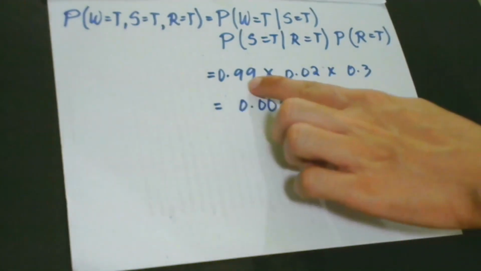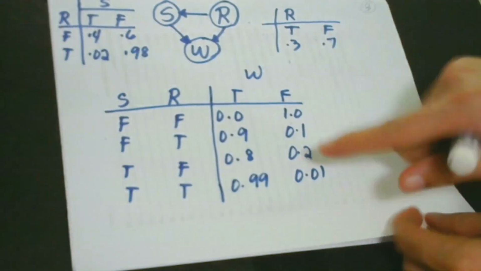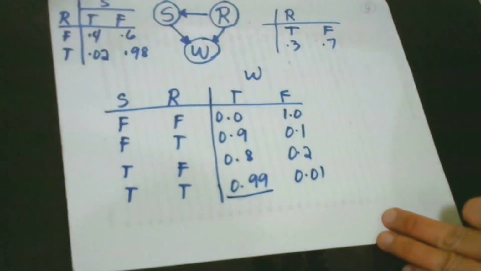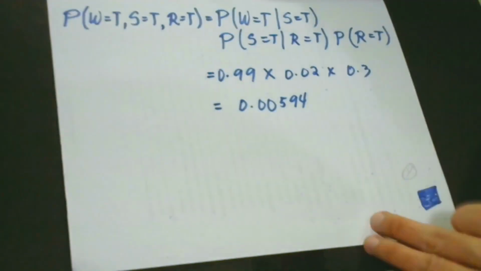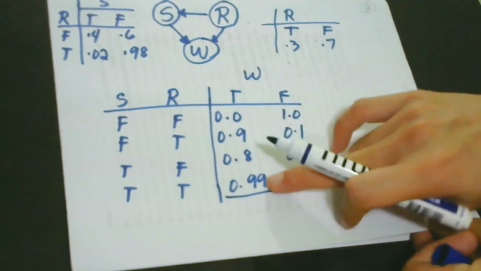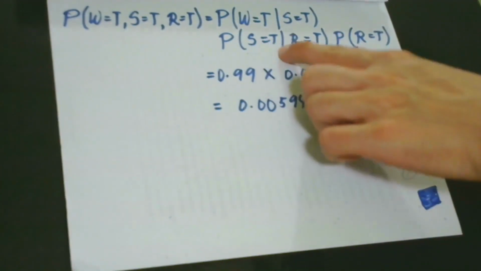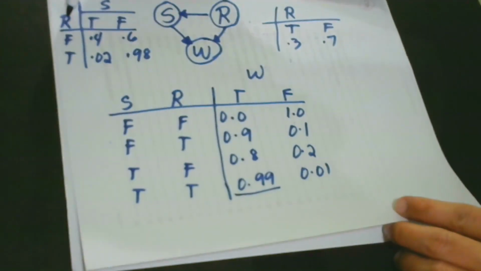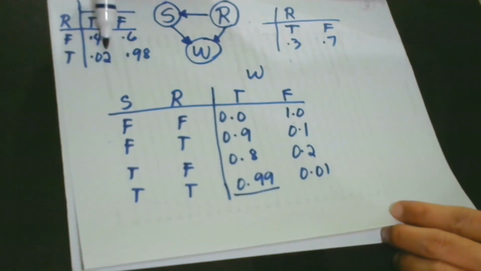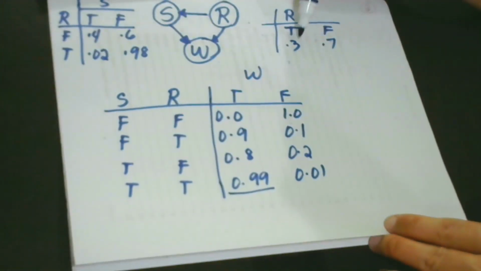So where did we find 0.99 for our first probability? It is here, when S is true, R is true, and W is true, so it is 0.99. Okay, that's why it's 0.99 here. Then 0.02 for S equals T and R equals T. And then we got 0.3 for R equal to T.